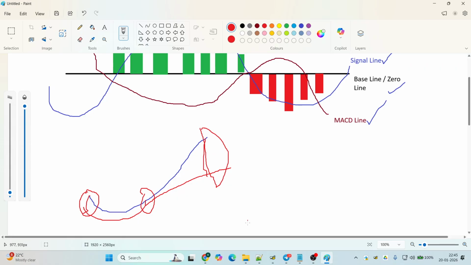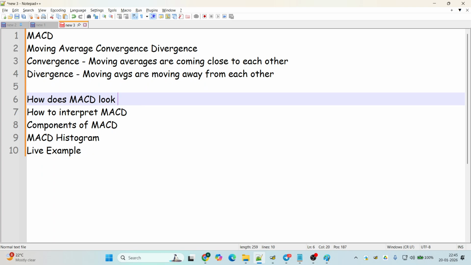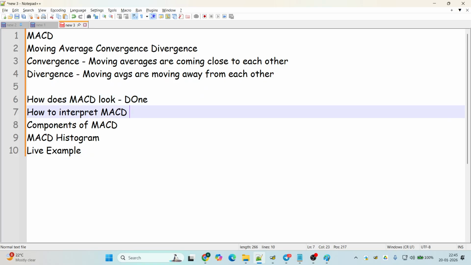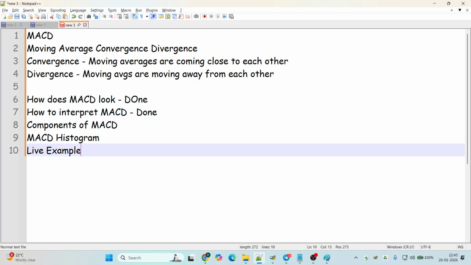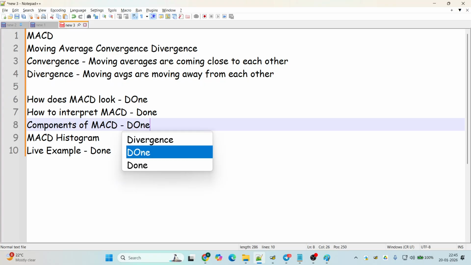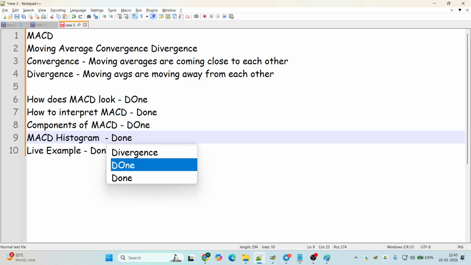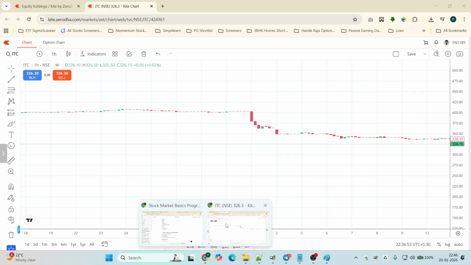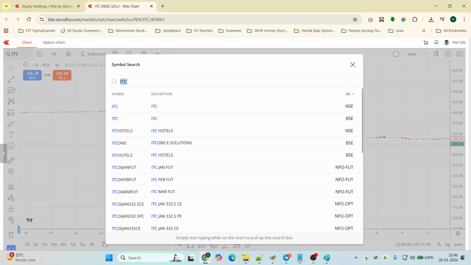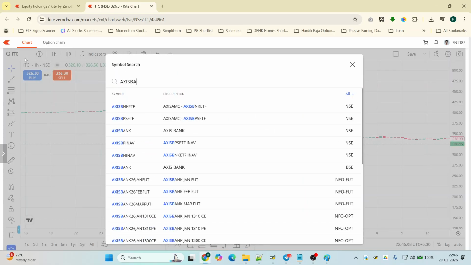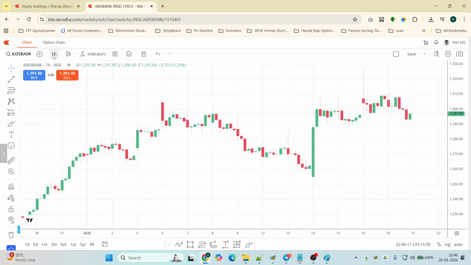Now we have seen how MACD looks and its components, including the MACD histogram. Next, how do we interpret MACD? For that, I will take you through a live example. Let us take a chart, Axis Bank. Guys, this is not a recommendation, just for educational purposes.